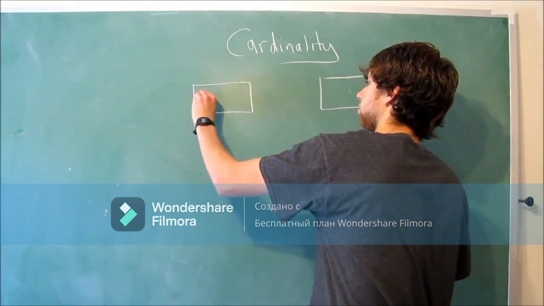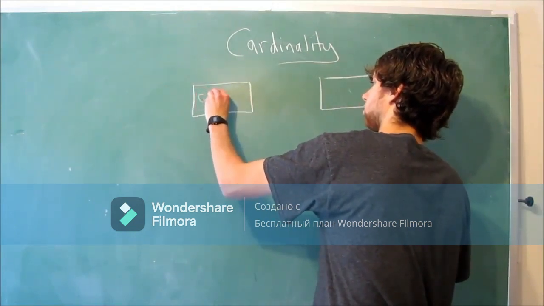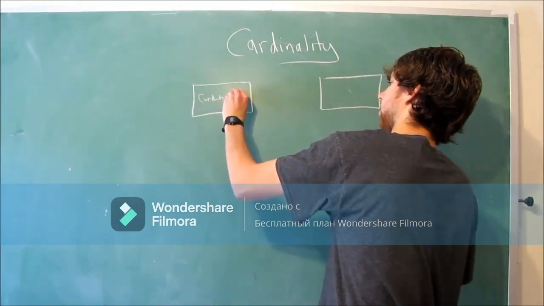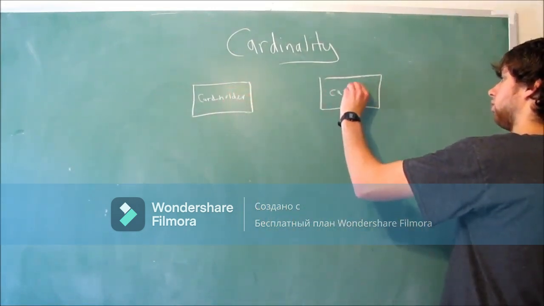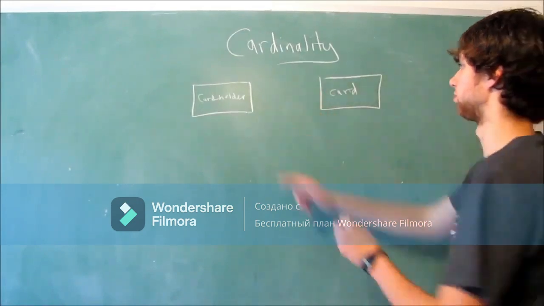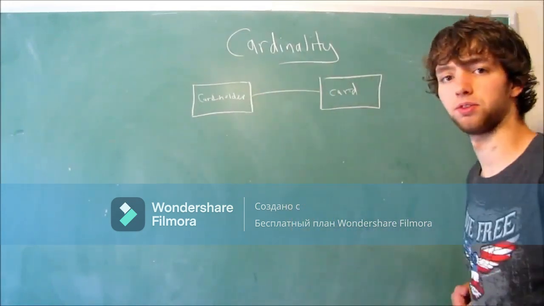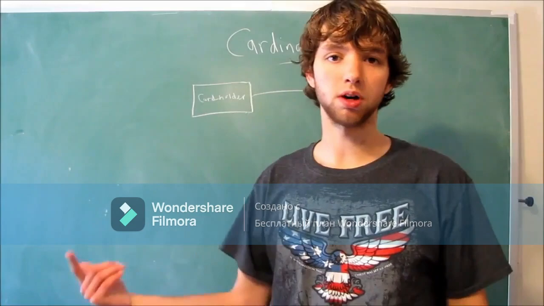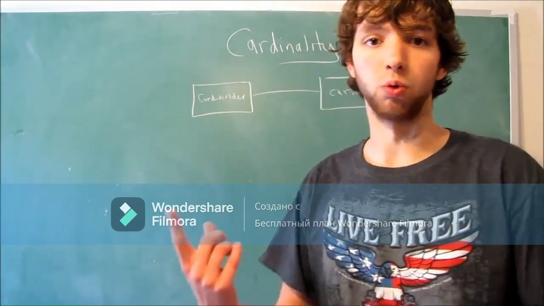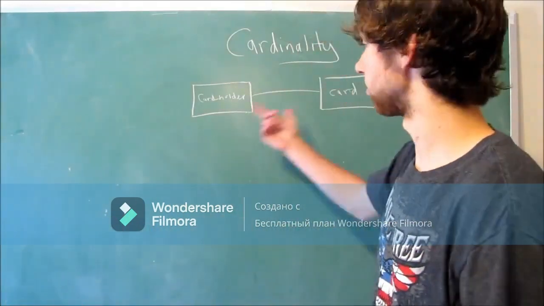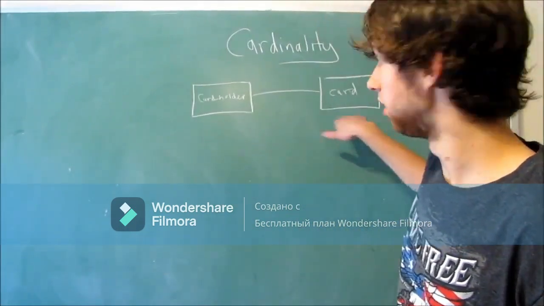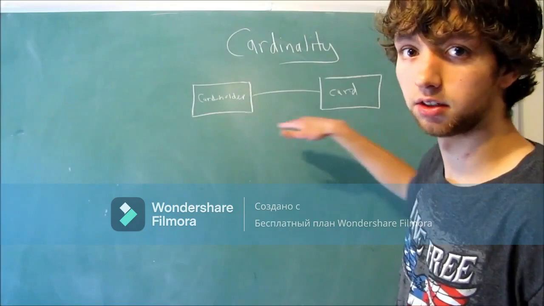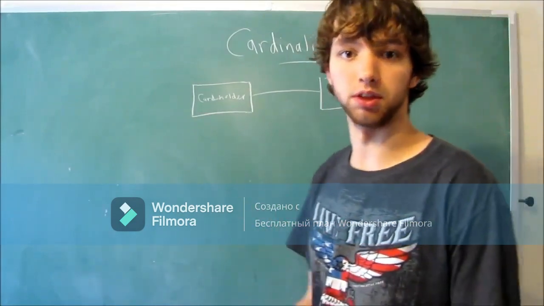So we have the card holder, and then over here we have the card. And there's some kind of relationship between these two tables. Now, the only two possibilities for cardinality are one or many, for both sides. So you can have one to one, one to many, or many to many. Those are the only three possibilities.